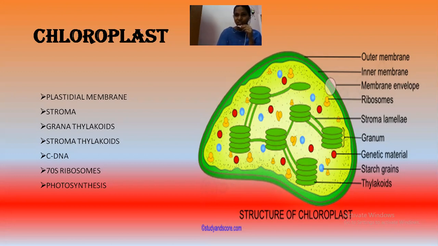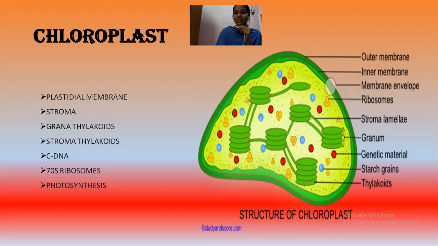Let us recapitulate. First, the master control of the cell or cell brain, that is the nucleus. The nucleus is bounded by 2 membranes, outer nuclear membrane and inner nuclear membrane, and mitochondria is also bounded by 2 membranes, that is outer mitochondrial membrane and inner mitochondrial membrane forming cristae. As well as these two, the chloroplast is also another cell organelle which is also bounded by two membranes.